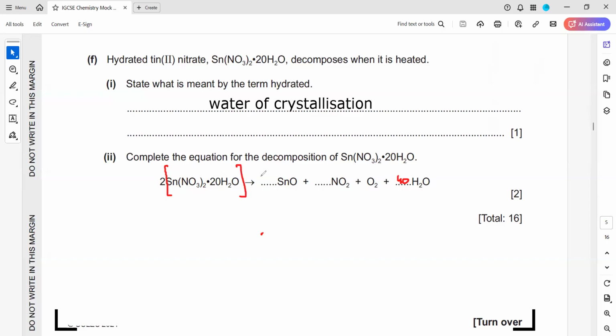So one mole has 20 molecules of water, so 2 moles will have 40. That's why we put 40. So you should write 40, not 20. Because see here, this is one molecule and it contains 20. In the question, we don't have one molecule, we have two molecules. So for two molecules, 40 water molecules should be released.